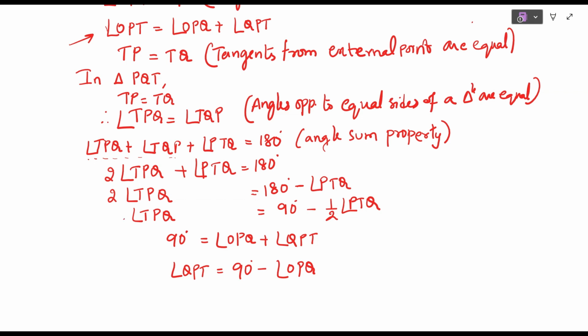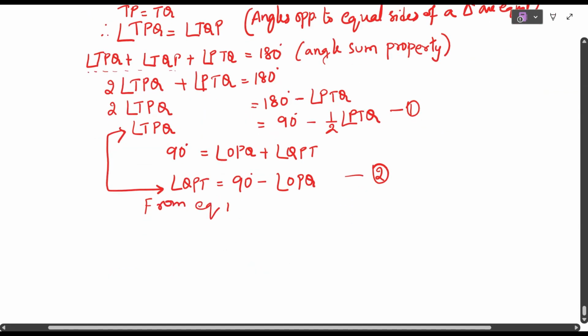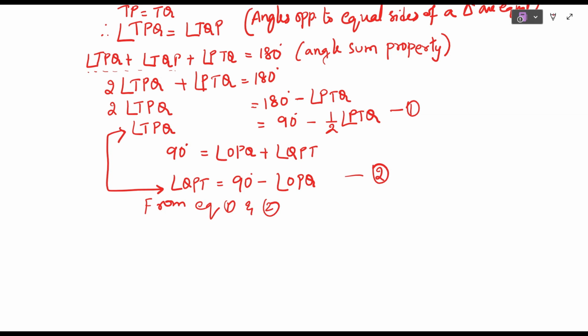Okay. If you take these two equations, both LHS are the same, isn't it? So equate RHS. Take this as equation number 1 and this as equation number 2. From equations 1 and 2, what can you write? LHS are equal, so equate RHS. 90 degrees minus 1 by 2 angle PTQ will be equal to 90 degrees minus angle OPQ. Okay, students, so transpose everything.